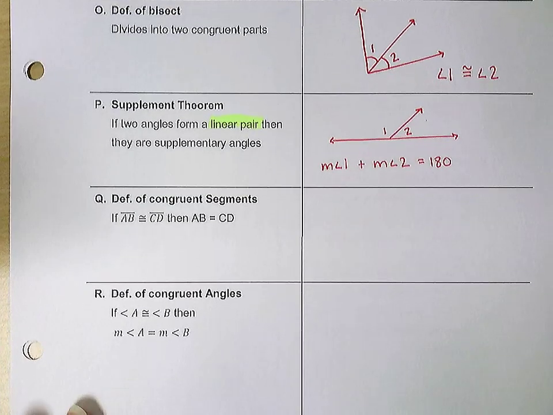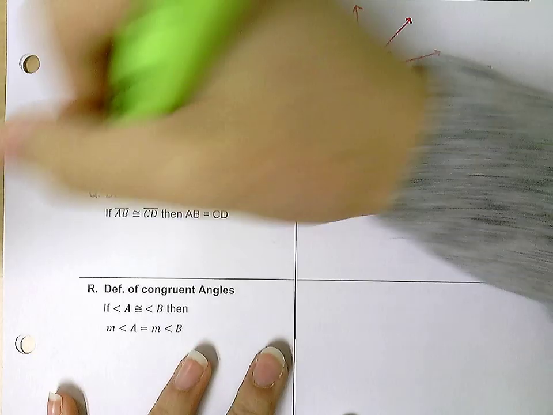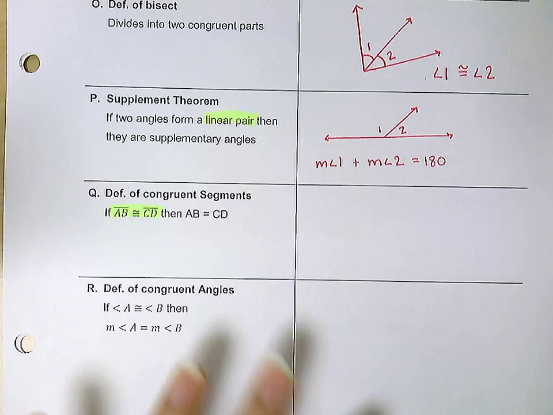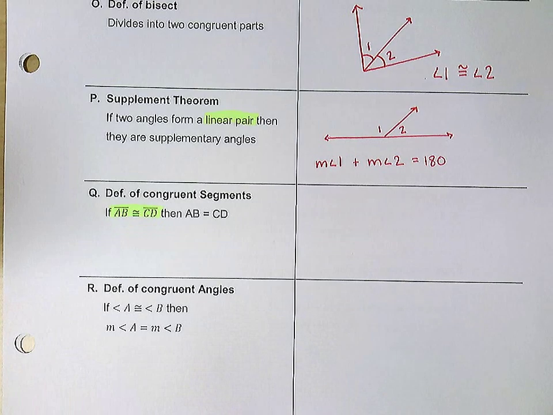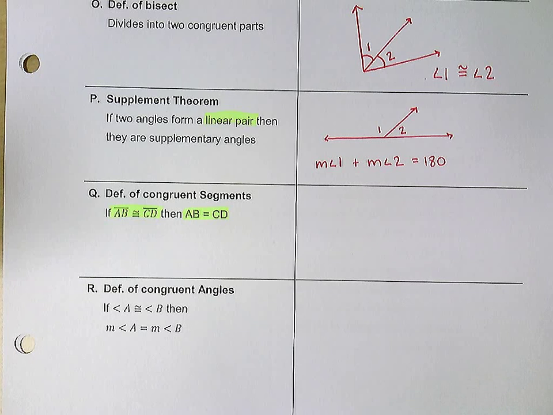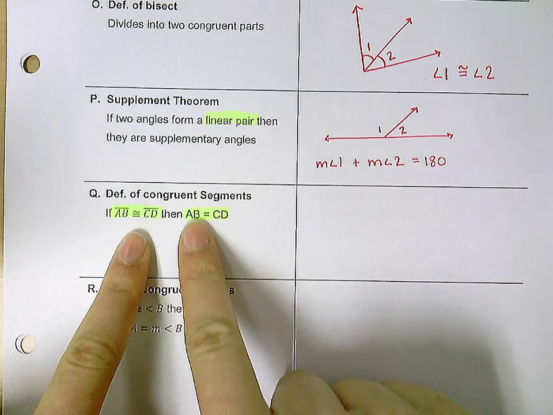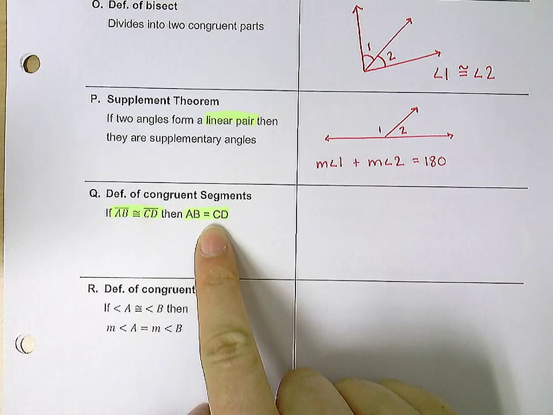Next we have the definition of congruent segments. That's when you have congruent segments, so AB is congruent to CD. Then you can say AB is equal to CD. Do you remember the difference between the two? If this doesn't have the segment bar or the congruent sign.